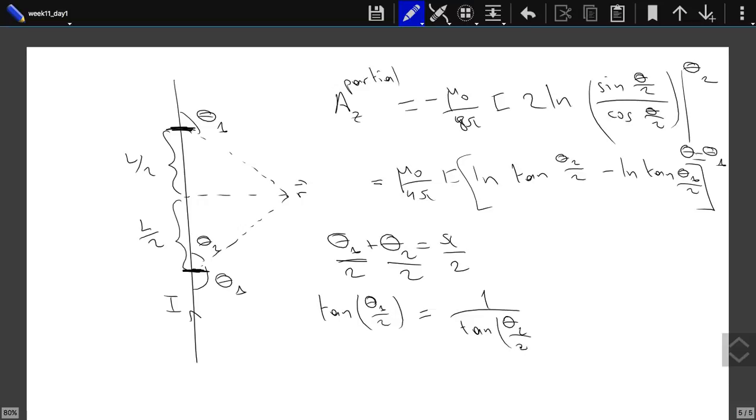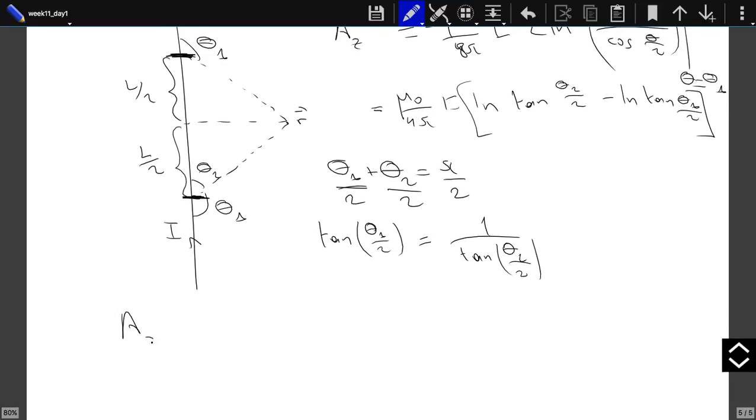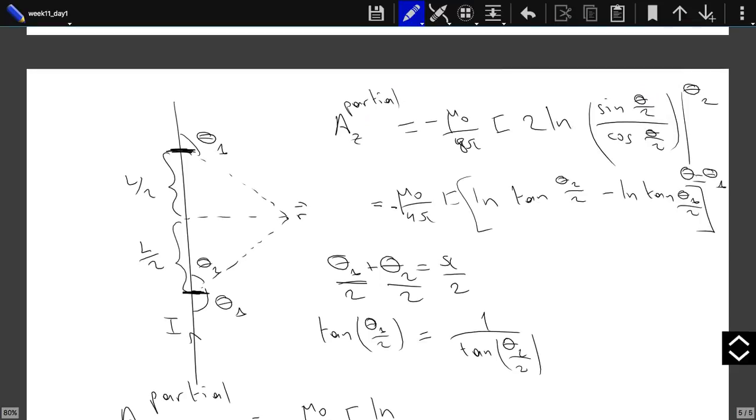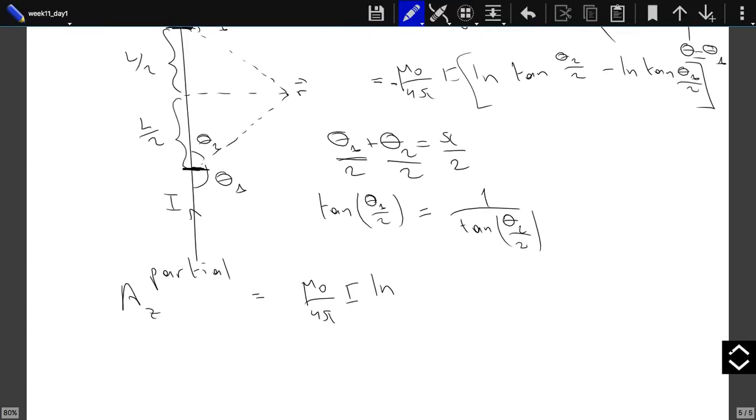Because we have these two angles whose sum is 90 degrees, the sine of one is equal to the cosine of the other one. So if you just exchange sine and cosine, you get 1 over tangent. And since the logarithm of 1 over something is minus itself, these two terms contribute the same. So the result, A_z partial, will be equal to mu 0 over 4 pi I times twice the logarithm of tangent theta 2 over 2.